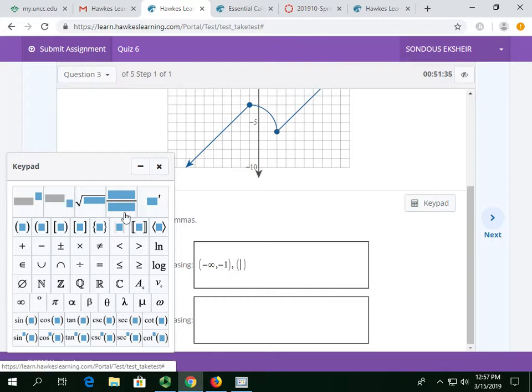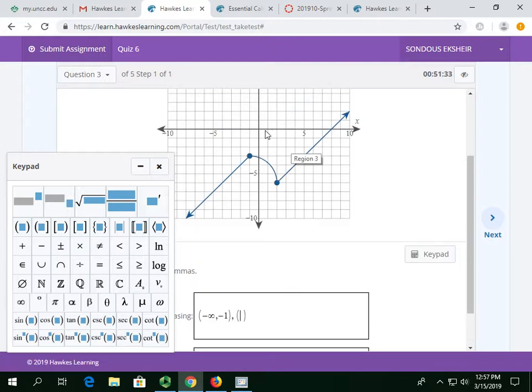Your interval is, what was that from? From up here, it was from, let's see, 1, 2, from this point 2 to infinity. That's where it's increasing. 2, comma, infinity.